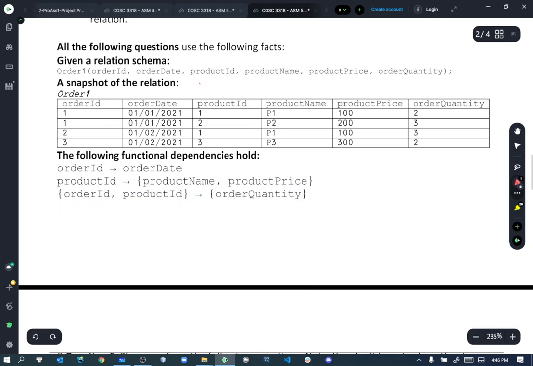But given the order ID only, you cannot determine quantity because there are 2 of them. And given the product only, which is product 2, you cannot determine the quantity because it may have 2 or 3 over here. So it has to be both of them. Okay, so that is the exercise.